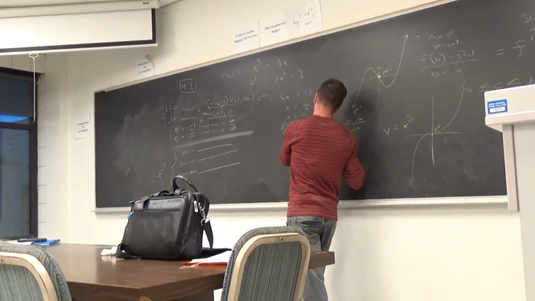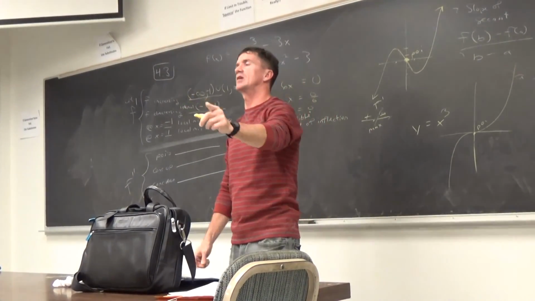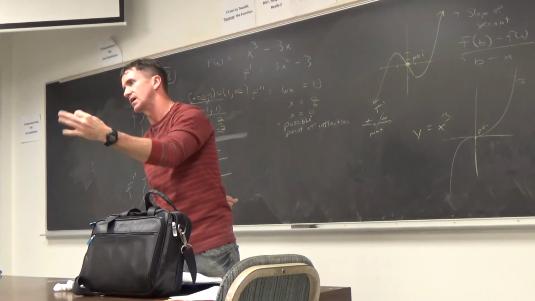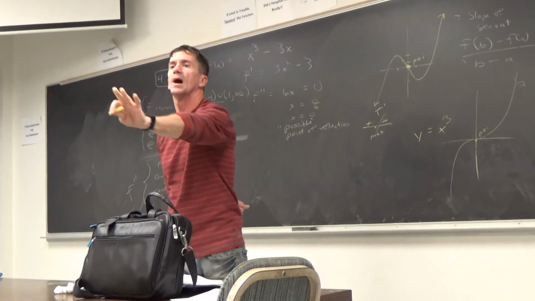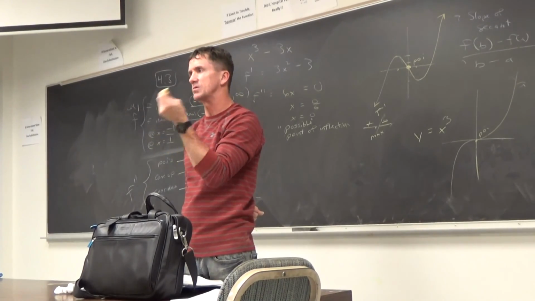What word do I have up there? Possible. I didn't want you to think, everyone, that every time you set the second derivative equal to 0 and get numbers, they're points of inflection. They're all possible points of inflection. So what's the true definition of a point of inflection? We'll go back to what we said earlier.